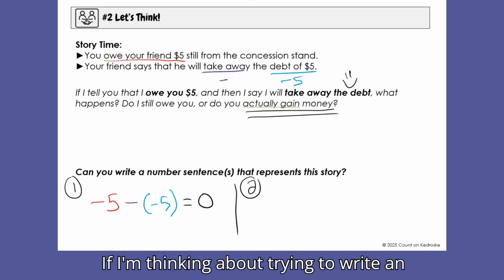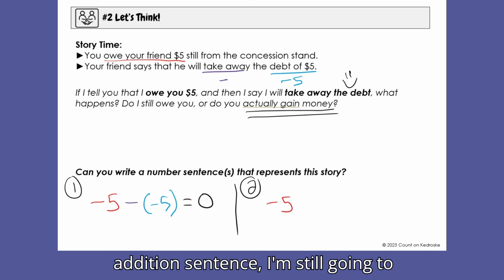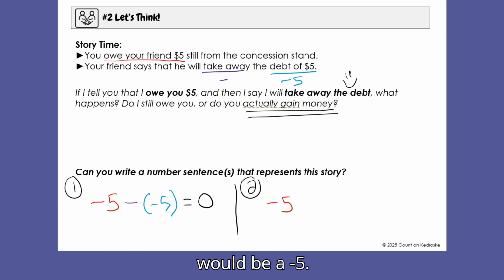If I'm trying to write an addition sentence, I'm still going to start with owing my friend $5, which would be a -5.